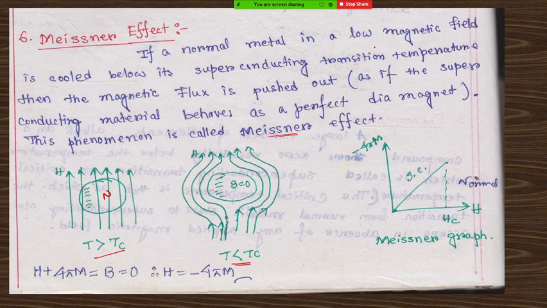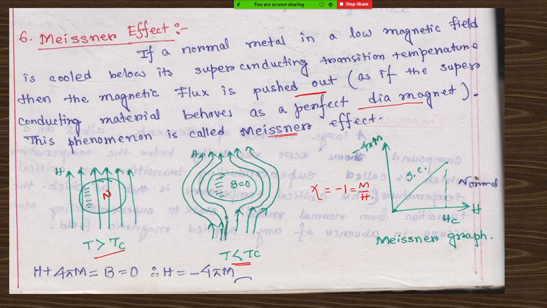If a normal metal in a low magnetic field is cooled below the superconducting transition temperature, then the magnetic flux is pushed out. The magnetic field is pushed out, as if the superconducting material behaves as a perfect diamagnet. Okay. If we want to find out the nature of H versus M for a superconductor, it is linear, because chi is nothing but minus 1, and chi is M by H.